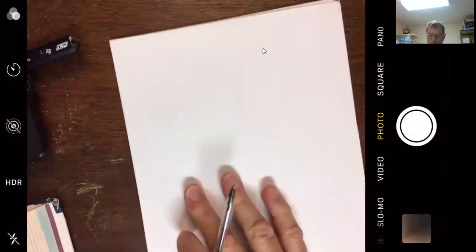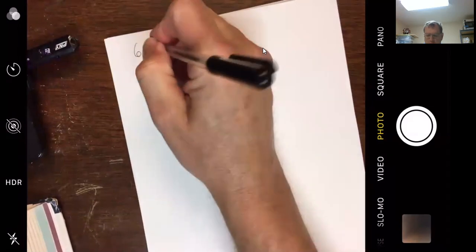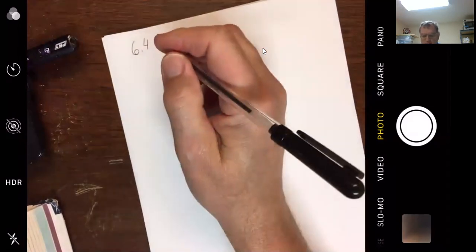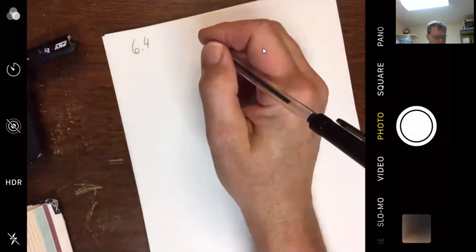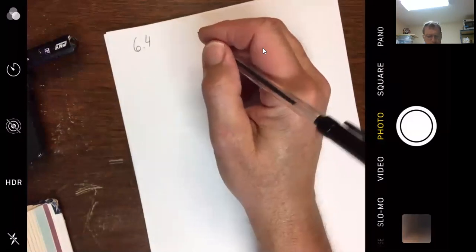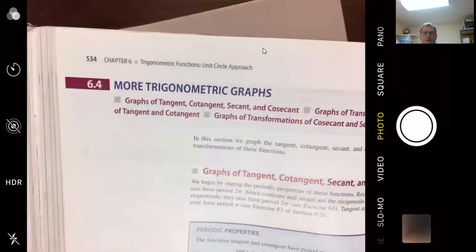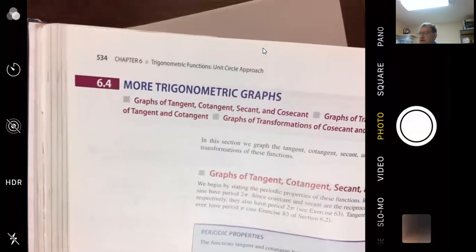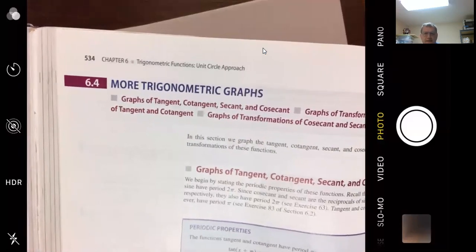So section 6-4 is about graphing the other 4 types of trig functions. Call it more trig graphs. More trig graphs, and you can see tangent, cotangent, secant, and cosecant.